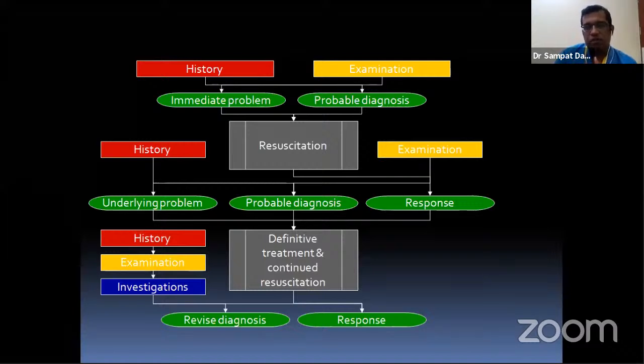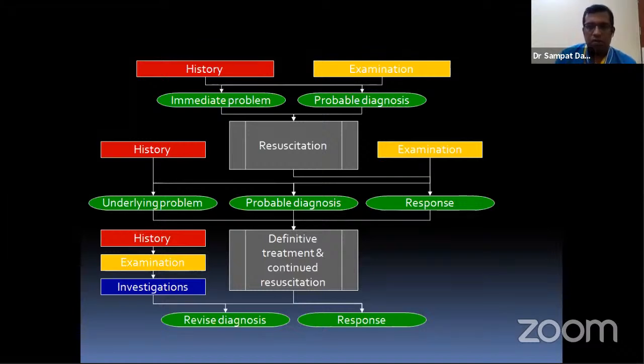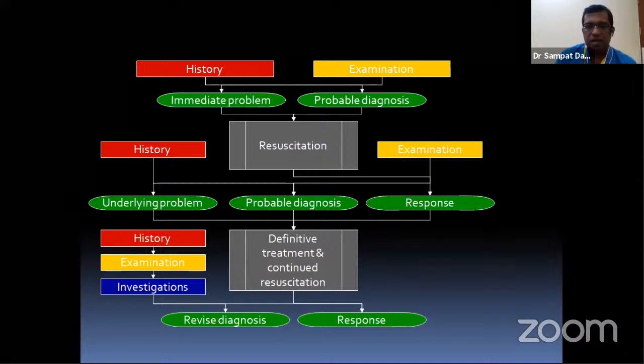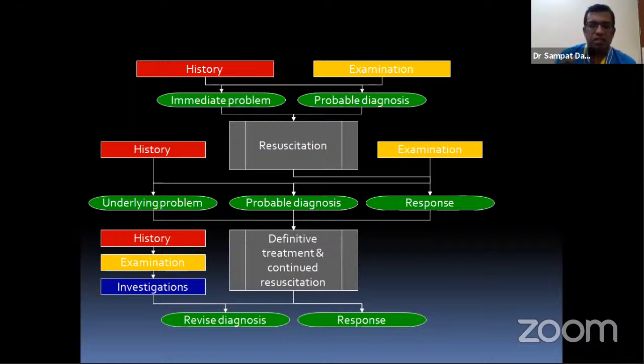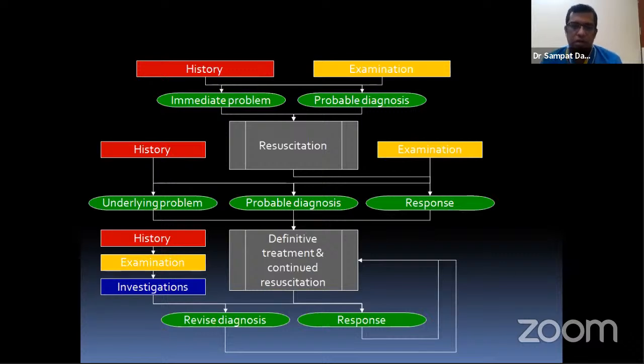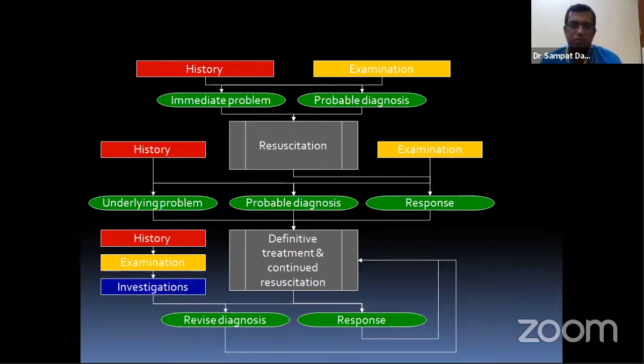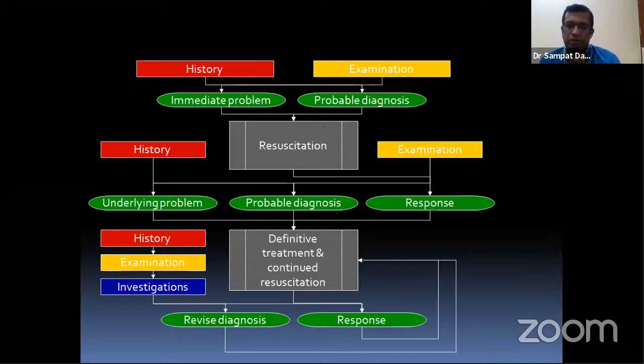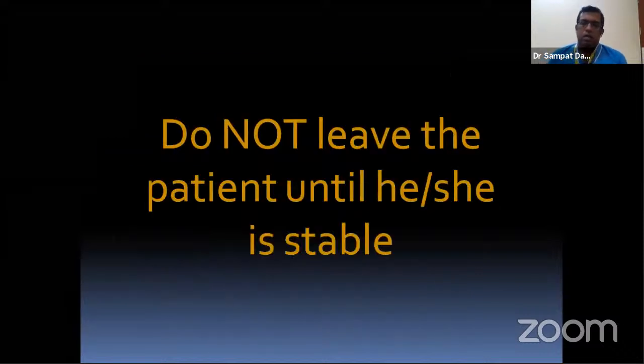Again, to revise what I told a few presentations back: whenever a critical patient requires more attention, you assess the problem, you treat the problem, you again assess the problem. So assess, treat and assess. This is a cycle that should always be continued until you are able to shift a patient from the COVID care center to the COVID hospital, or in a COVID hospital. This is how we approach the problems of patients.